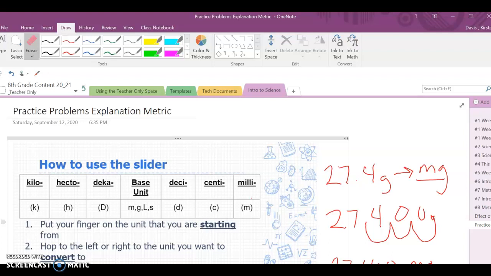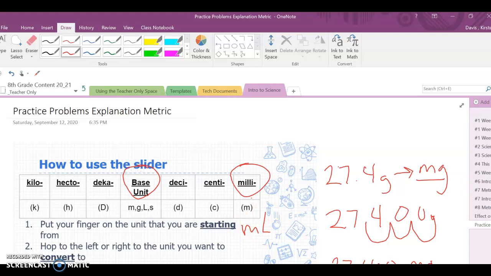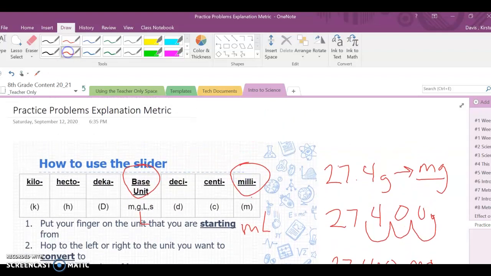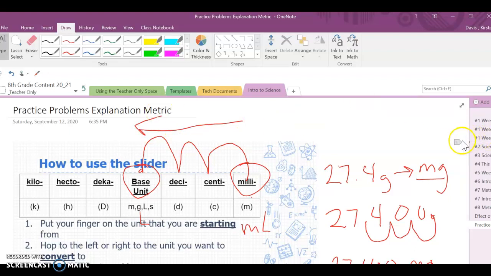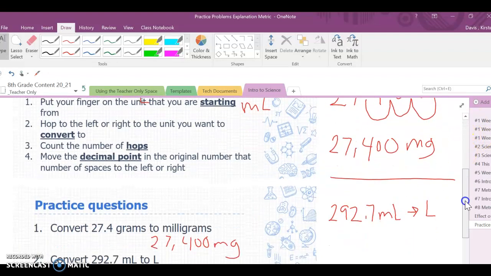So this time I'm starting at the milli side and I'm working my way to the base unit because I want to go from milliliters, which would be here, to liters, which would be over here. So this means I'm going to count from milli to liter. 1, 2, 3. So it's still 3 places, but this time I'm going to the left, which means that I'm going to move my decimal value to the left as well, 3 places.